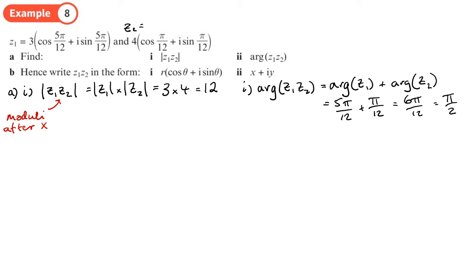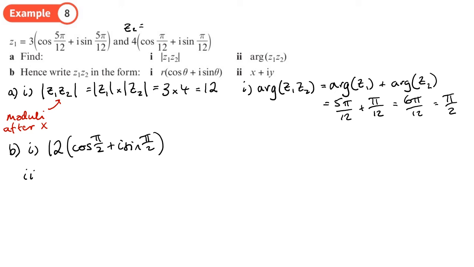Then in part B, we want to write what the product of those two complex numbers is in modulus argument form. Well, that's easy because we've got r and theta. So 12, r1 times r2, and then cos, and the new argument is pi over 2. So that just goes in the brackets. Easy, easy, easy.